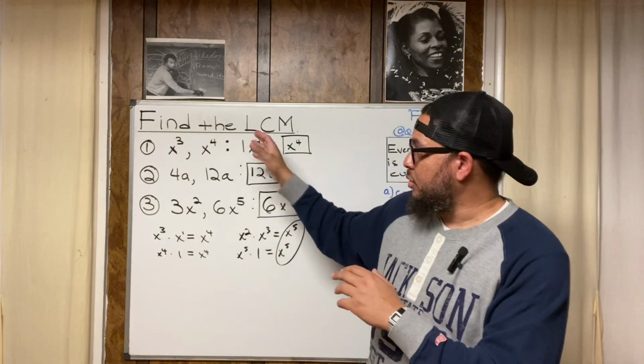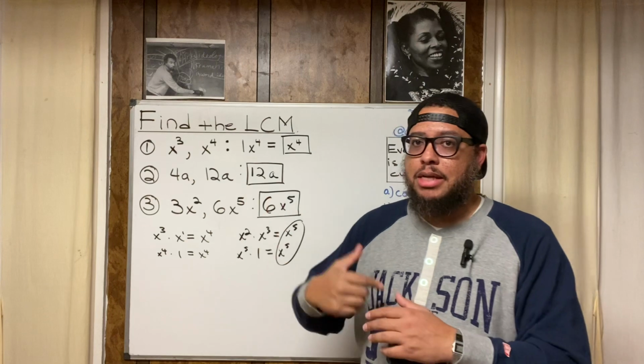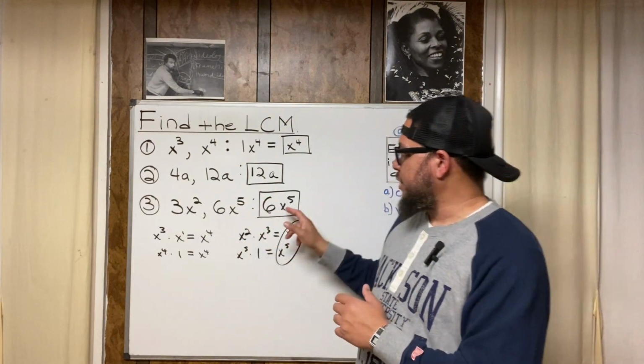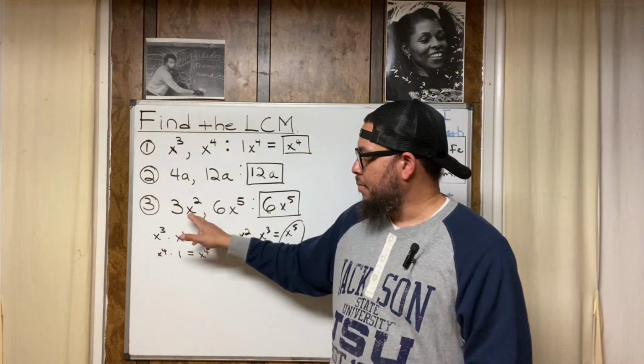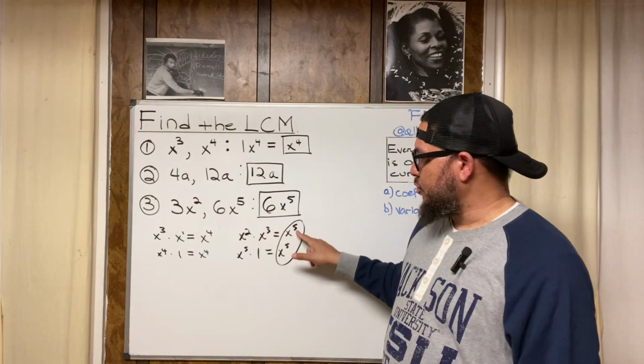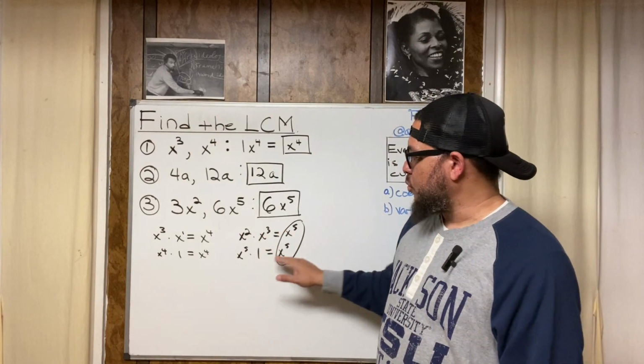But also for the LCM, understand the process and the concept behind it. Like, why was x to the 5th the LCM? Because x squared times x to the 3rd gives you x to the 5th, and x to the 5th times 1 gives you x to the 5th.